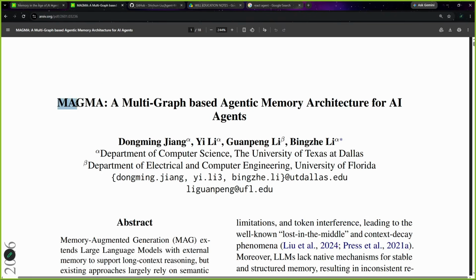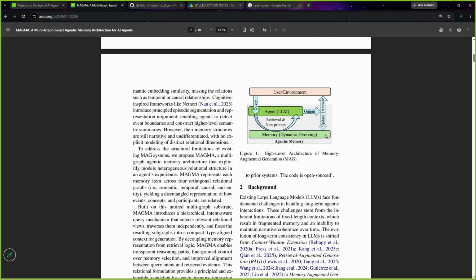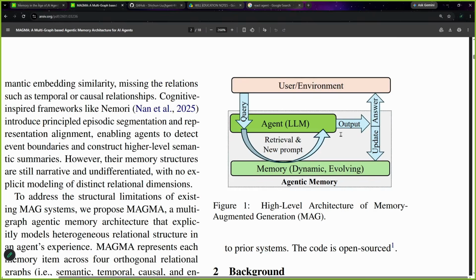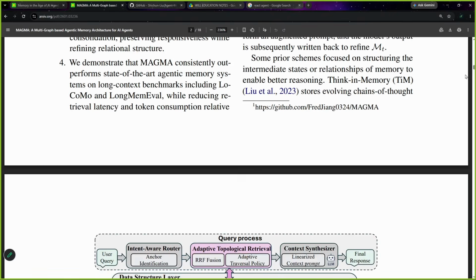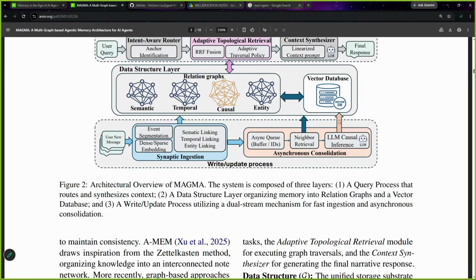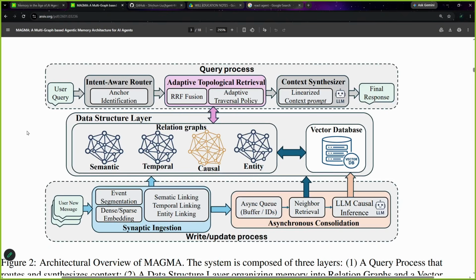A new research paper has come, Magma, a multi-graph based agentic memory architecture for AI agents. We can just quickly see how things look. See, agentic LLM, retrieval, prompt, update, answer, memory dynamically evolving. So what is all of this? And do current state of the art systems, for example Claude Code, work like that? None of this will be making sense to us.